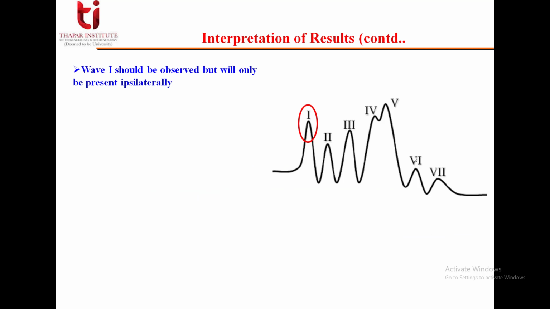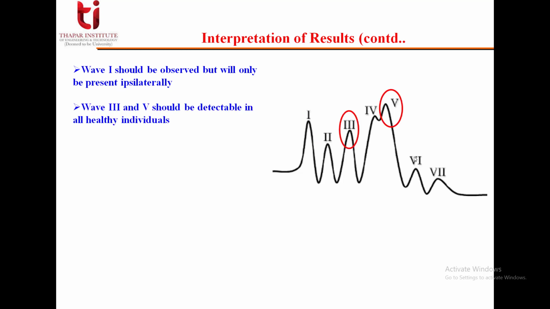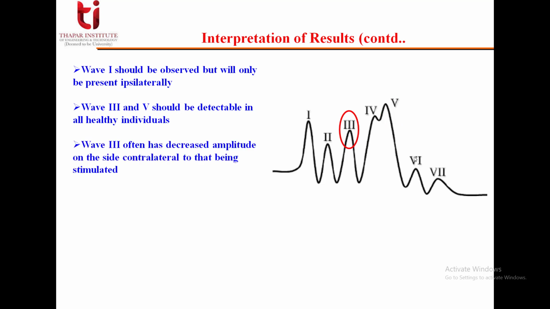Now we'll see wave 1. It should be observed but will only be present ipsilaterally. Then you can see waves 3 and 5. They should be detectable in all healthy individuals. Wave 3 often has decreased amplitude on the side contralateral to that being stimulated.